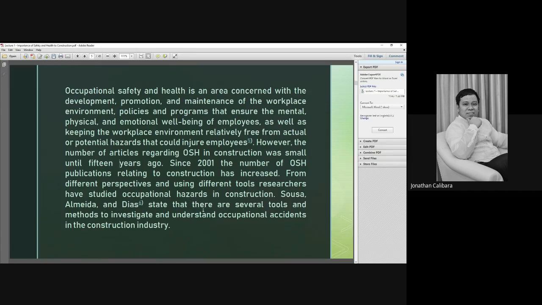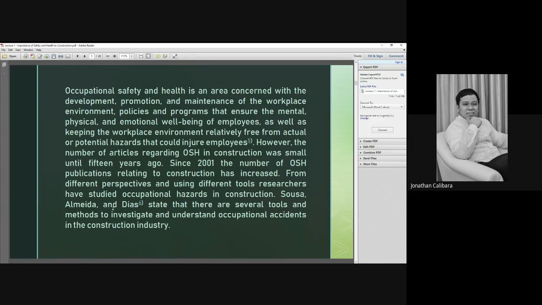construction. Sousa, Almeida, and Diaz state that there are several tools and methods to investigate and understand occupational accidents in the construction industry. So for Almeida and Diaz, I will be giving you this overview later on. We will dig deeper. It has softwares or something and programs that have to be understood more deeply. Okay, this is one way of understanding more the data that has been released.